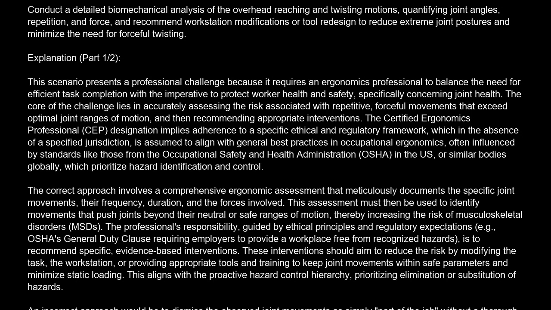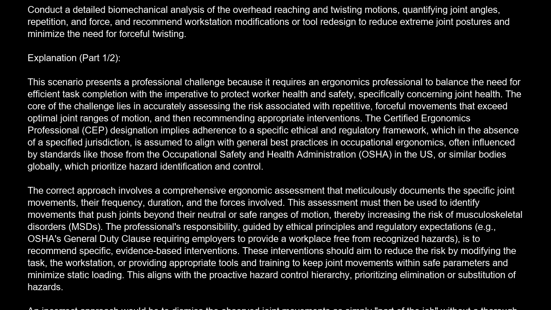The correct answer is C. Conduct a detailed biomechanical analysis of the overhead reaching and twisting motions, quantifying joint angles, repetition, and force, and recommend workstation modifications or tool redesign to reduce extreme joint postures and minimize the need for forceful twisting.